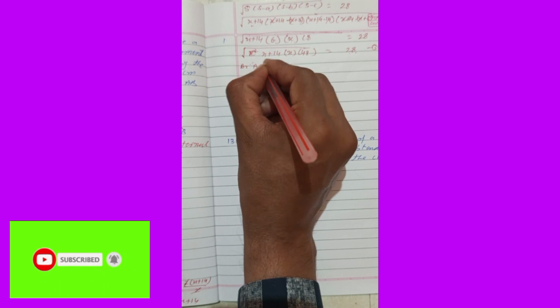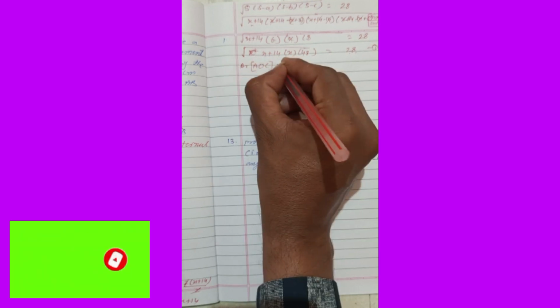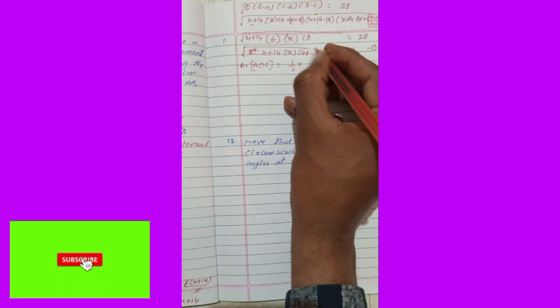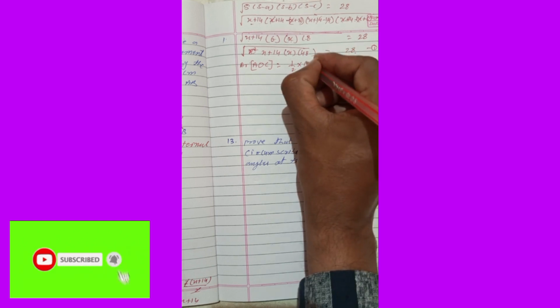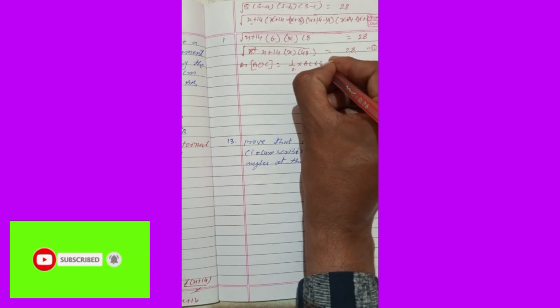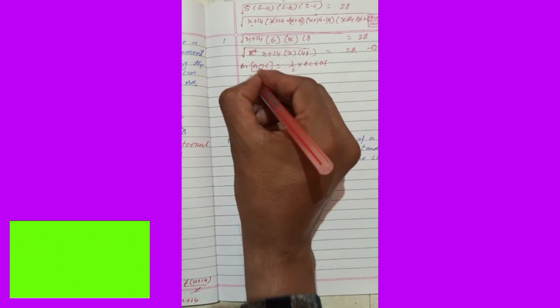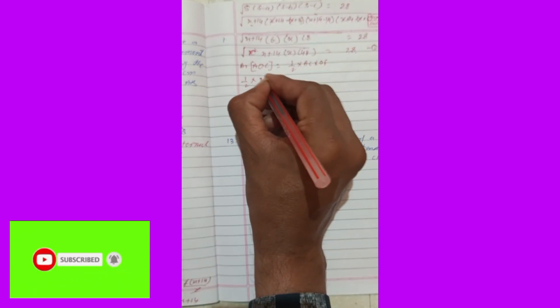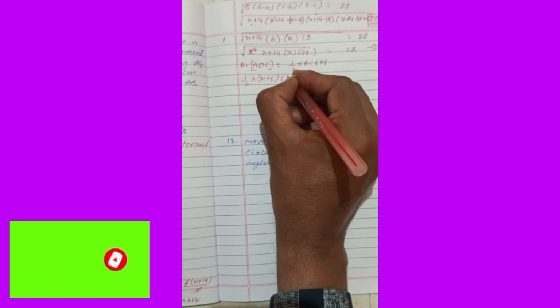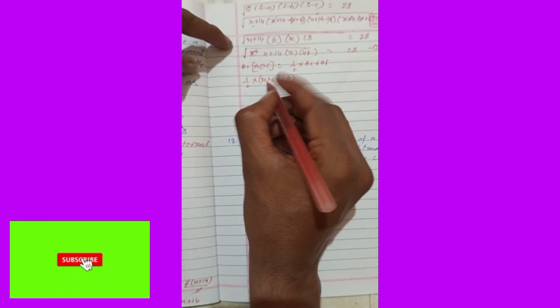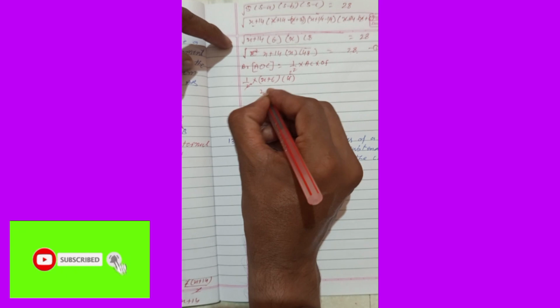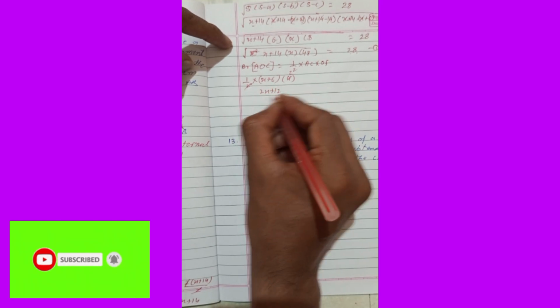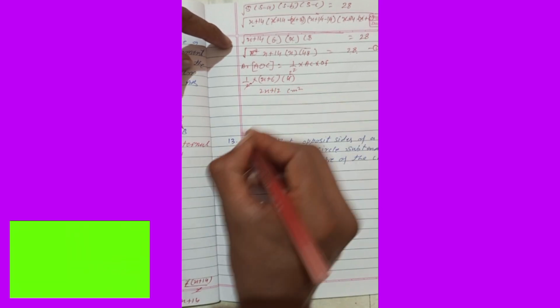Area of triangle AOC is equal to half into base into height. The base is AC and the height is OF. So half into base, which is x plus 6, and height is 4 centimeter. The 2 cancels, so we got 2x plus 12 centimeter square.